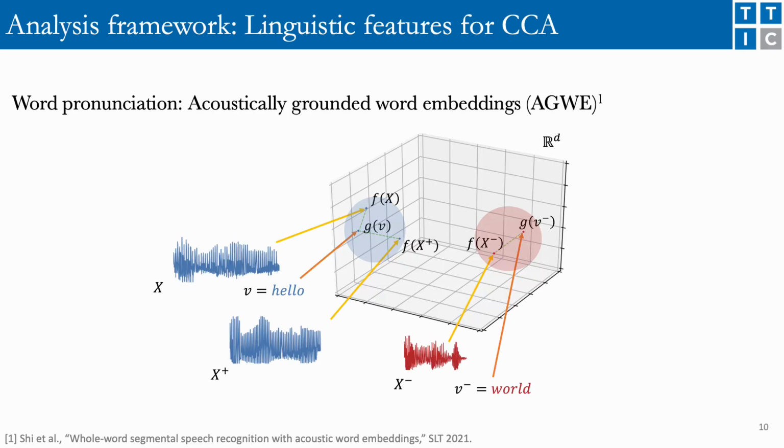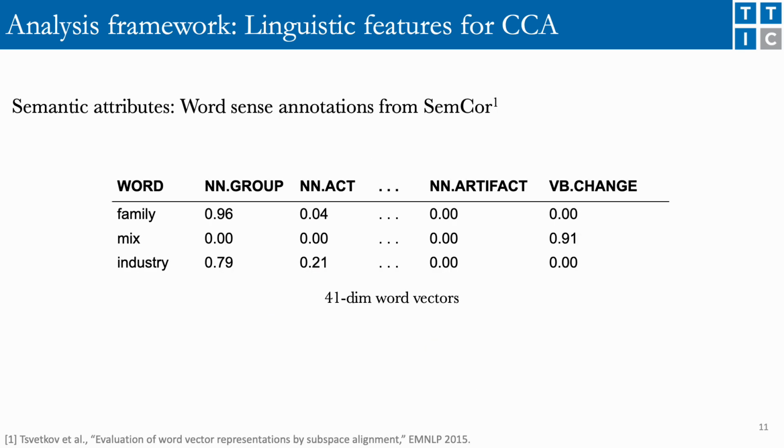For word pronunciation, we use word embeddings from Shi et al. Acoustically grounded word embeddings encode a written word into a representation that captures how that word sounds. So similar sounding words are placed closer together. For semantic attributes, we use the word embeddings introduced by Svetko et al. These 41-dimensional embeddings are curated from word sense annotation, and each dimension corresponds to an attribute. For instance, family has a high value for the group attribute, and mix has a high value for the change attribute.